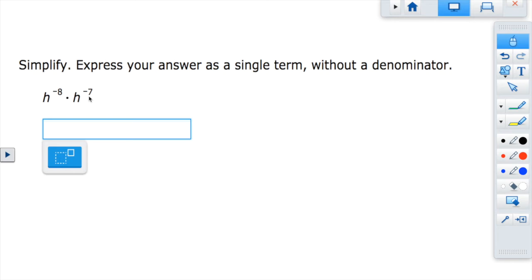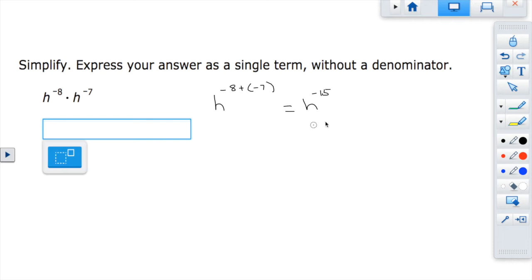Okay, I have negative exponents, but that doesn't matter. And normally we rewrite negative exponents, but for this assignment, we're just working on our rules for multiplying. So I'm going to do h. I'm going to do negative 8 plus negative 7. Two negatives, same sign, we add and keep the sign. So this would be h to the negative 15.